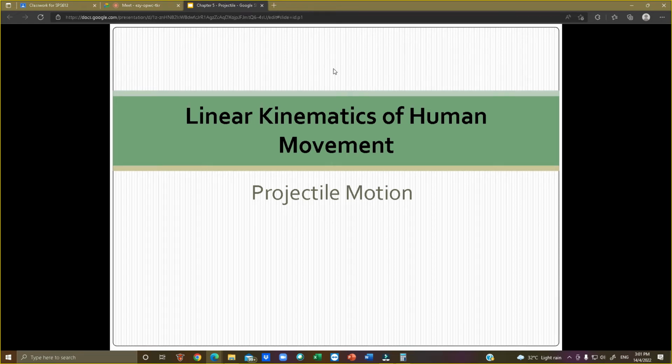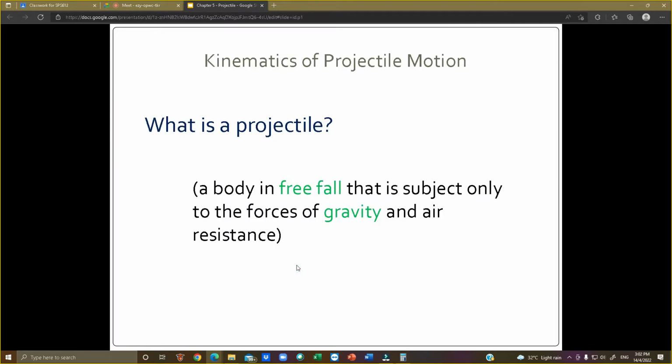Today we are going to discuss a bit about projectile. Okay, so what is a projectile?